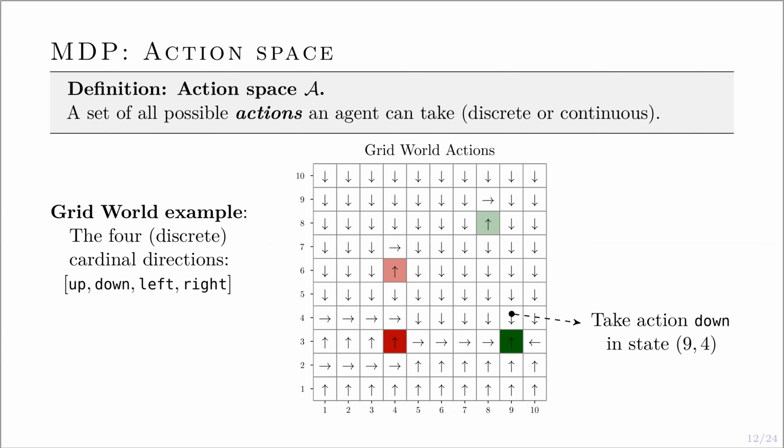An action space is defined as the set of all possible actions an agent can take. Again, this could be discrete or continuous. So for the grid world example, as you see laid out on the grid, there are 4 discrete actions which associate to the cardinal directions of up, down, left, or right. So when an agent is in one of these cells or one of these states, the action it takes is shown here in the illustration. So as an example, you want to take action down when you're in state 9-4 because there's a heavy green reward there.